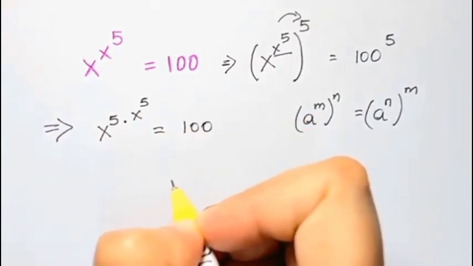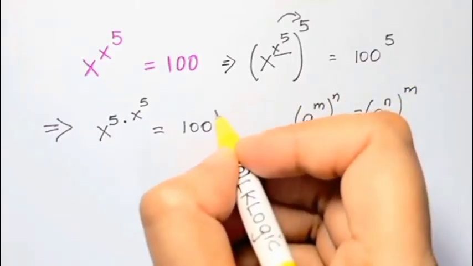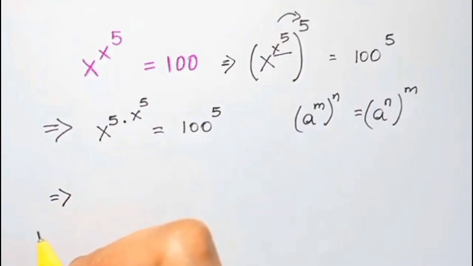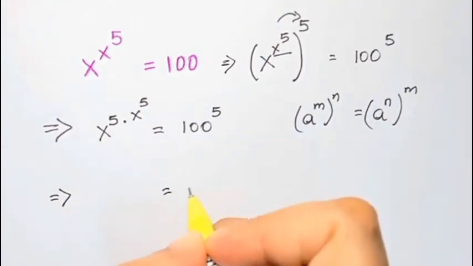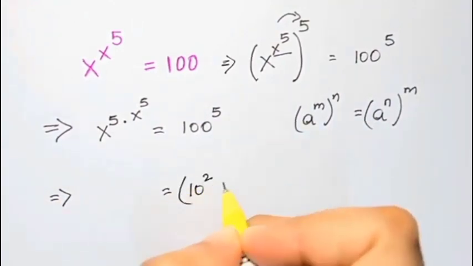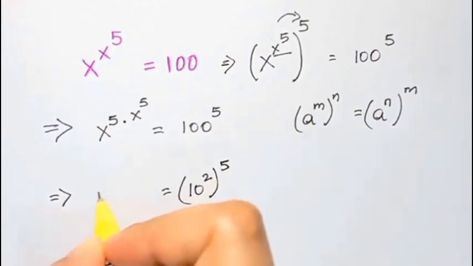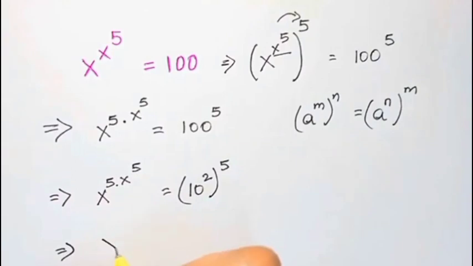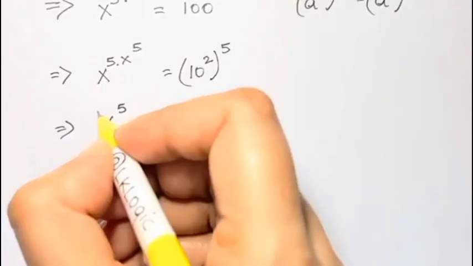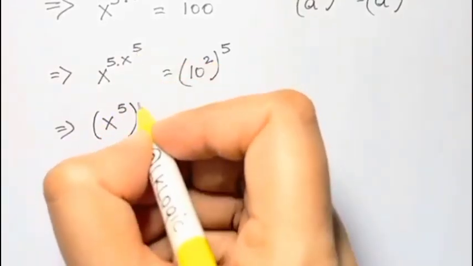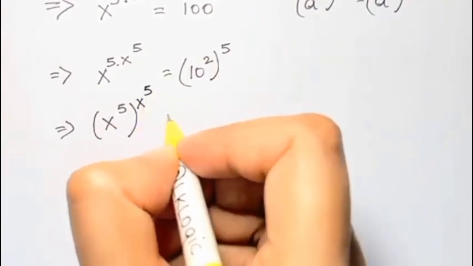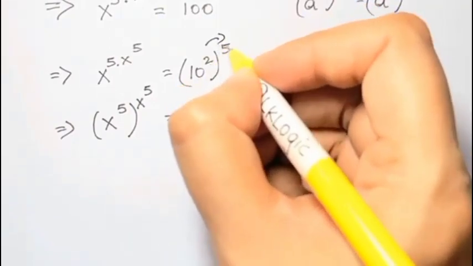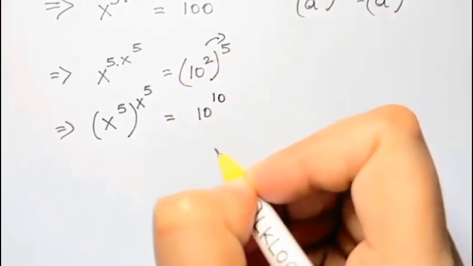Now what we're going to do is, 100 to the power of 5, and 100 can be written as 10 squared. So we're going to write it like that, 10 squared whole to the power of 5, and this is x to the 5 times x to the 5. In brackets, we have x to the power of 5 is equal to 10 to the power of, just multiply the powers, 2 times 5 is 10, 10 to the 10.